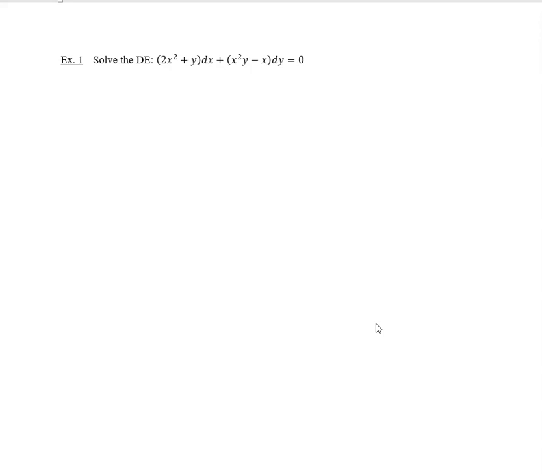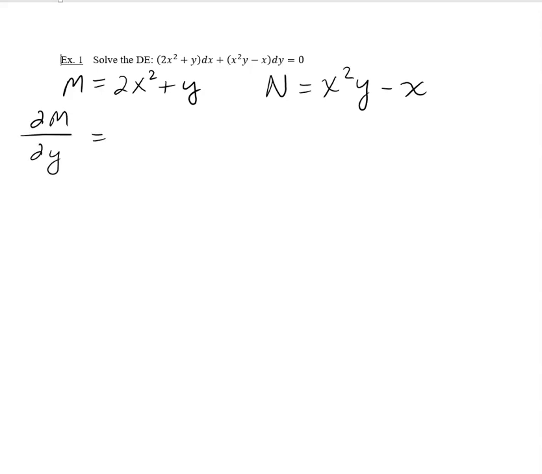So let's just check to see if it is an exact equation first. Always identify your M and your N expression. So M is going to start off as 2x squared plus y, and N is going to be x squared y minus x. So the partial of M with respect to y is just going to be the coefficient on that y, which is 1. The partial of N with respect to x is going to be 2xy minus 1. So clearly those don't equal each other, so this is not an exact equation.